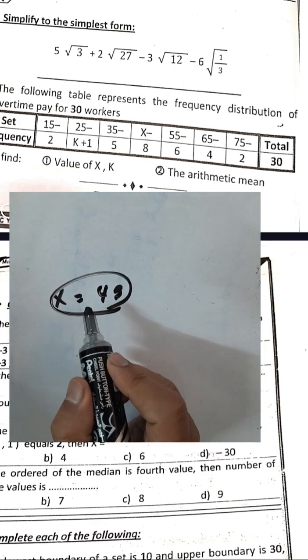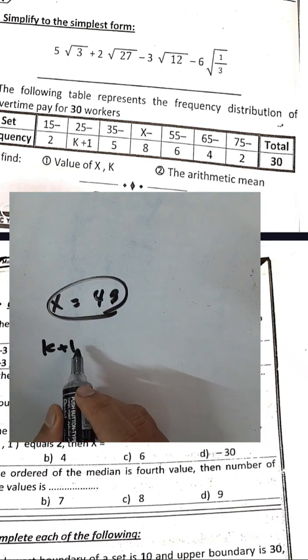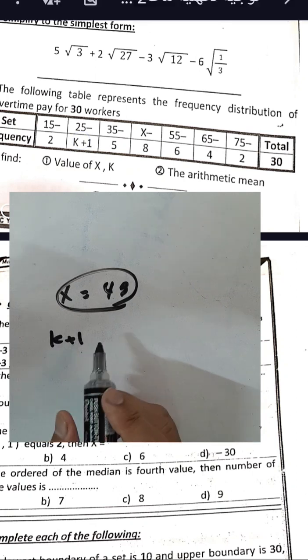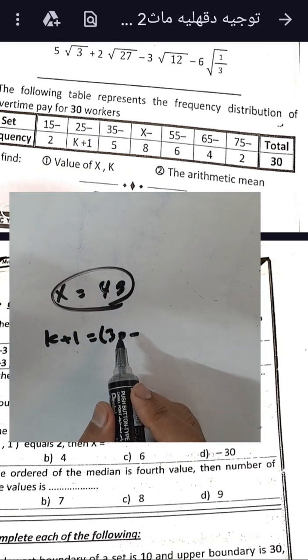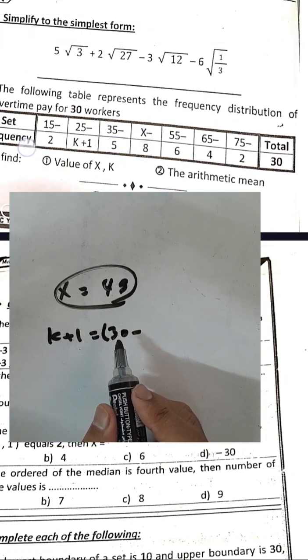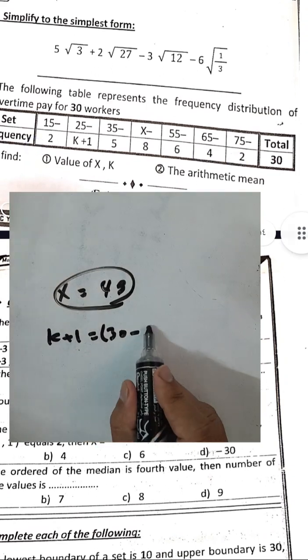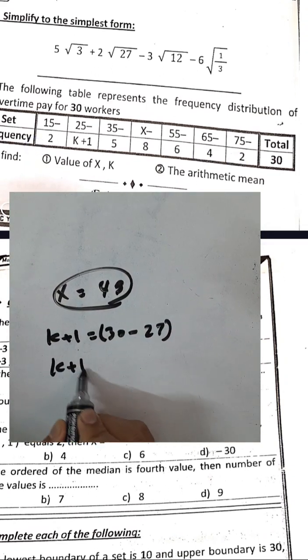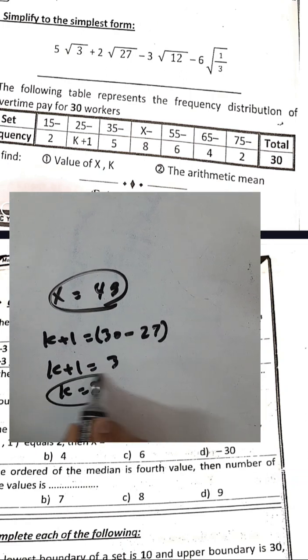X will be 45, and you can find the value of k plus 1 here, write 30, subtract the sum of all values: 2 plus 5 is 7, 7 plus 8 is 15, 15 plus 6 is 21, 21 plus 4 is 25, 25 plus 2 is 27. Then k plus 1 equals 30 minus 27, it will be 3. Then k will be equal to 2, because 2 plus 1 equals 3.